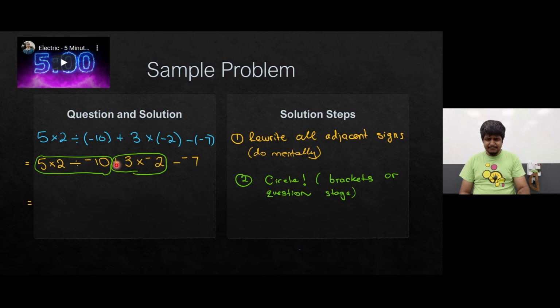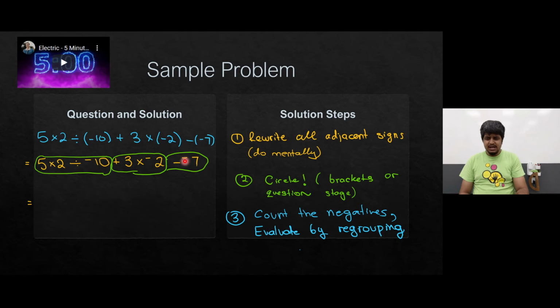Same idea. One operation, not an operation. We're good to go. Same idea. One operation, not an operation. We're good to go. Okay? And now we count the negatives and we evaluate by regrouping. One more time. We count the negatives and we evaluate by regrouping. Let's go ahead and do that.